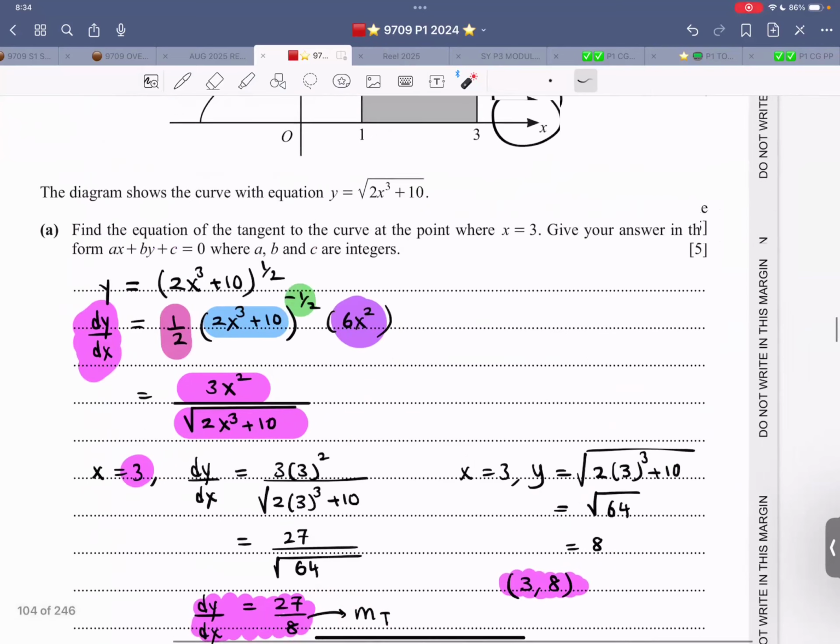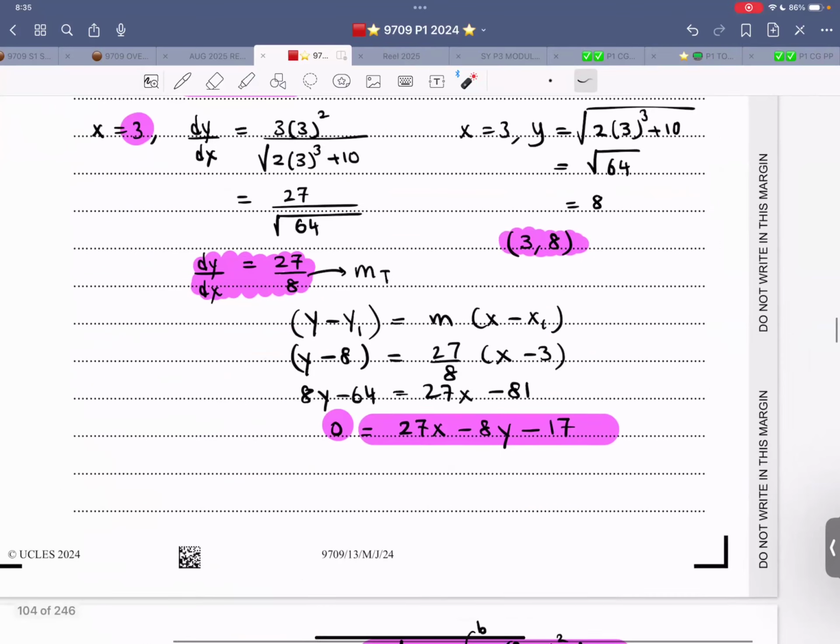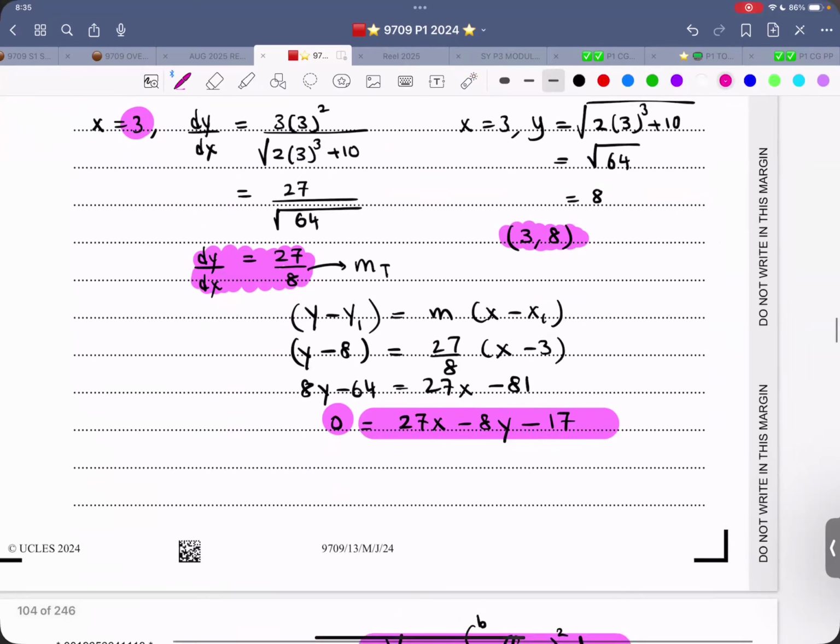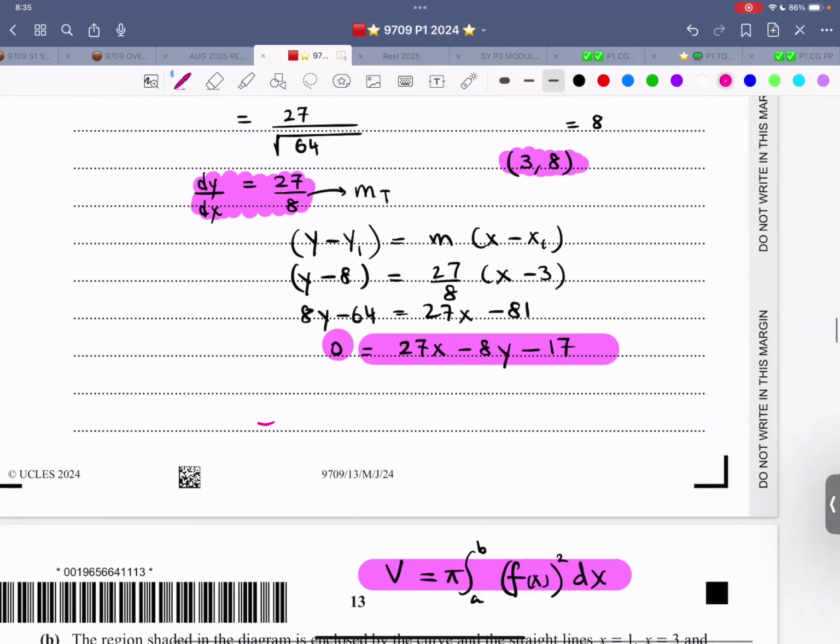Since they have asked us to write in this format, you have to expand the whole thing. 27x minus 8y minus 17 equals to 0. Some people ask this question: what if I wrote negative 27x plus 8y plus 17 equals to 0? This is also good, also clear.